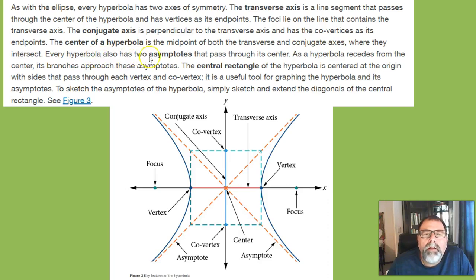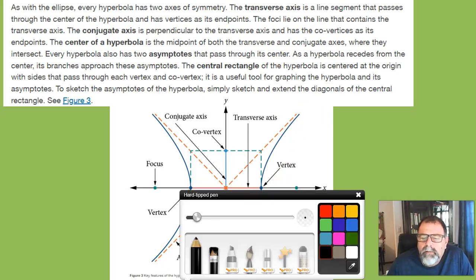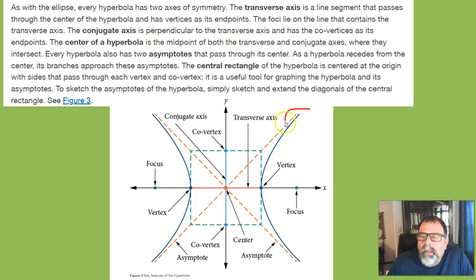Every hyperbola also has two asymptotes that pass through its center. Remember, that describes the end behavior as it goes out unbounded toward infinity: the curve gets closer and closer to that line, at all four ends. We use these asymptotes as an aid when we graph.